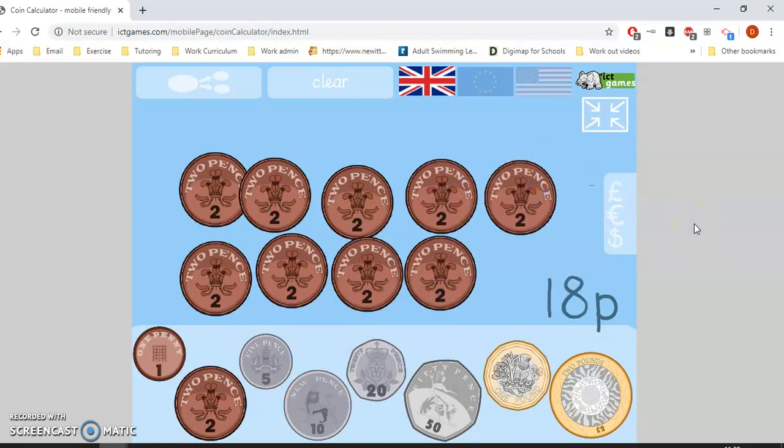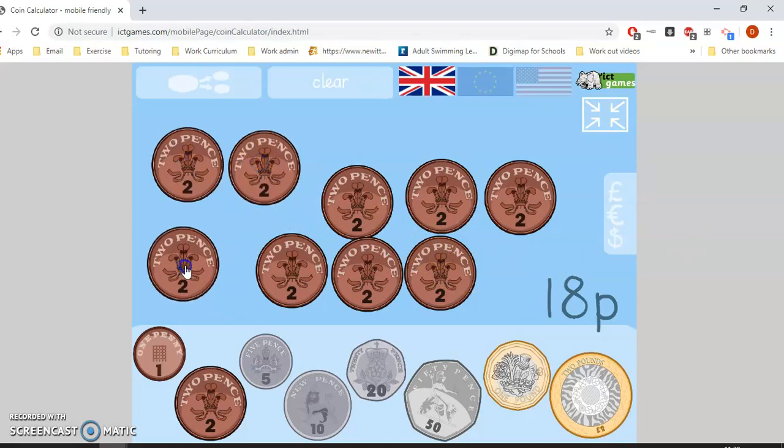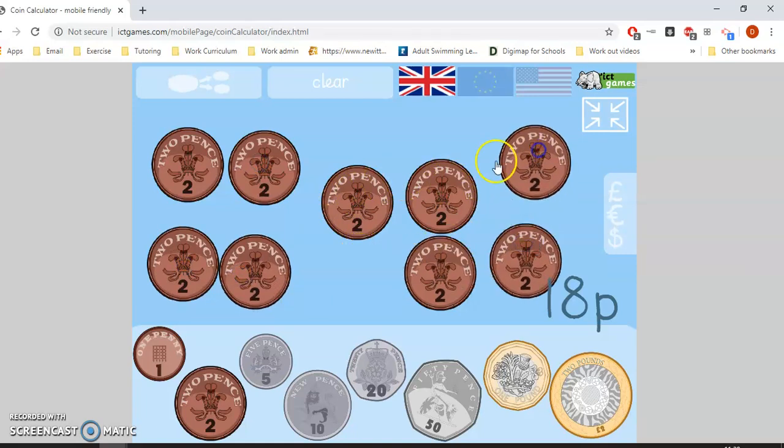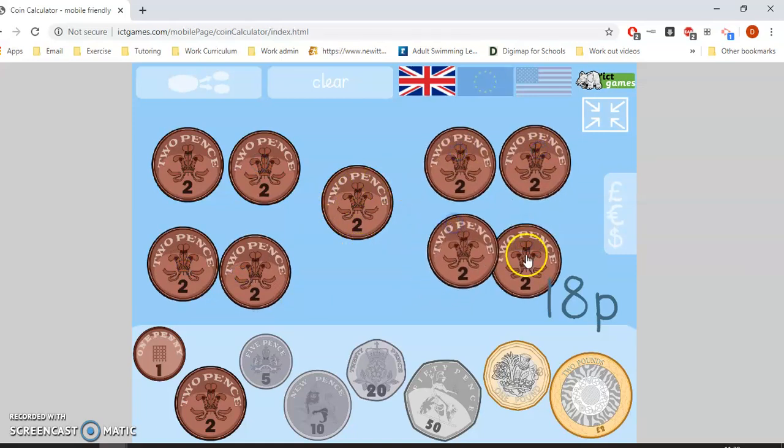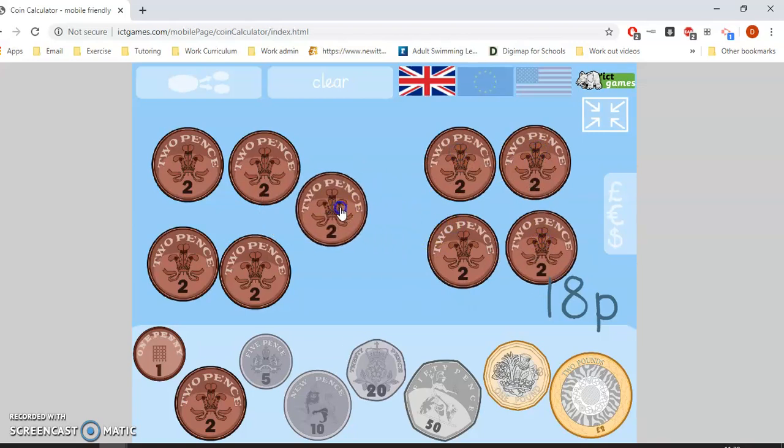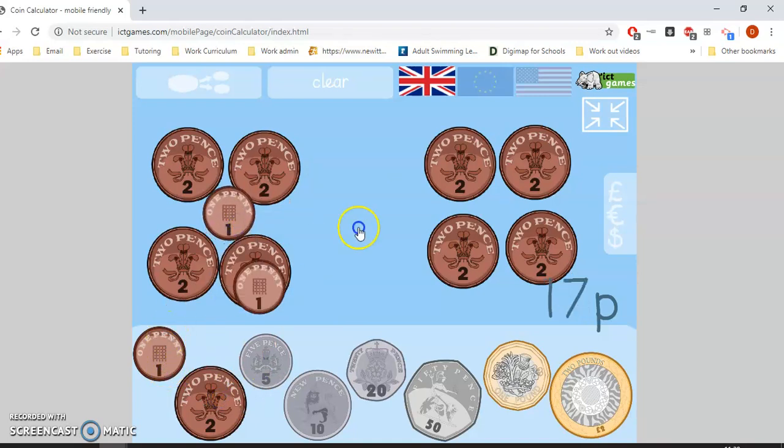Okay, so here we've got 18. So have a think about what half of 18 pence would be. Let's look at how many 2 pences we've got. So we've got half on one side. Now this is a bit tricky because this 2 doesn't know where to go. So I think what I'm going to do is swap it here for a 1 and a 1. So I've still got 18 pence. Let's look at how many is in each half. 2, 4, 6, 8, and one more was 9. Half of 18 was 9.